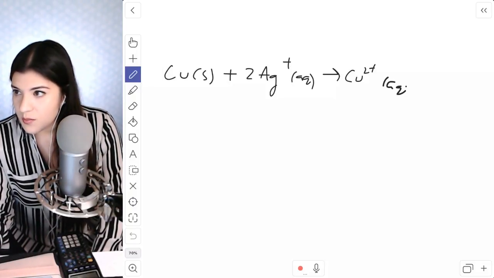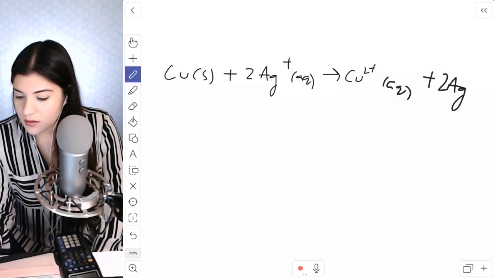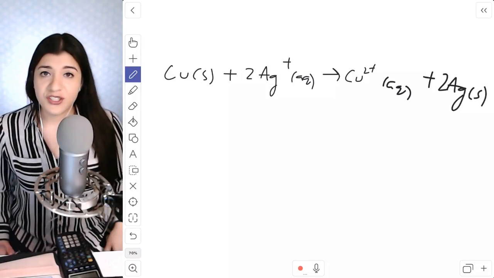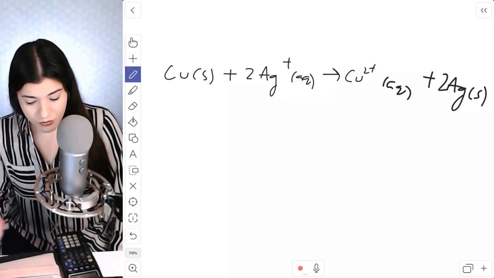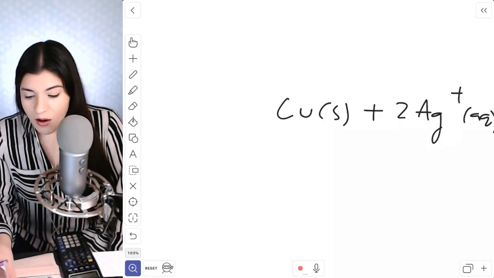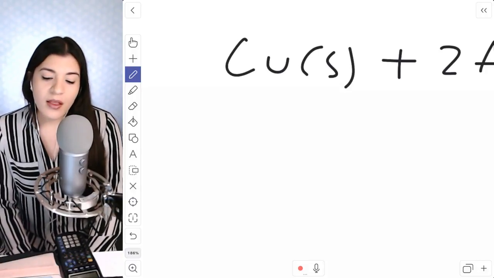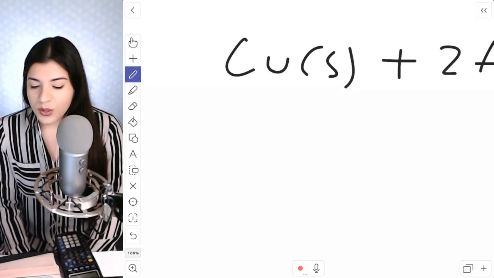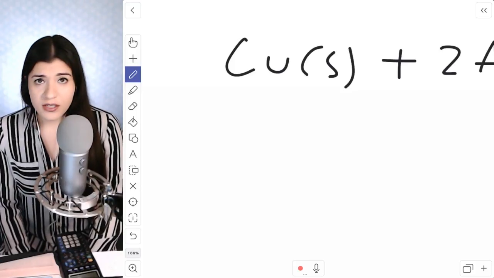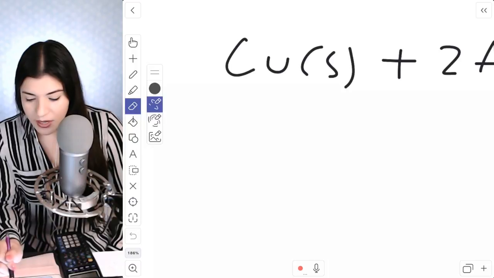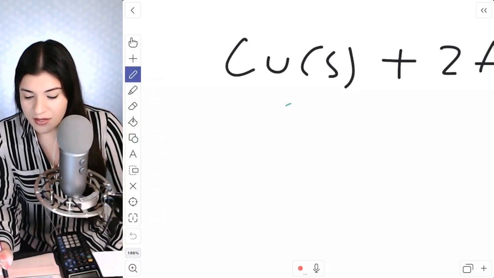And this is Cu²⁺ aqueous plus 2 Ag solid. Okay, so first things first, we have to figure out our oxidation numbers. Looking at copper, whenever something is on its own, like one element by itself, that means it's going to have an oxidation number of 0. So this is 0, and this has an oxidation number of 0.